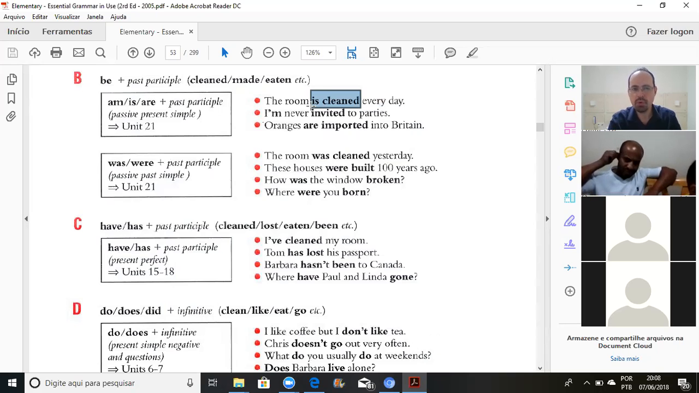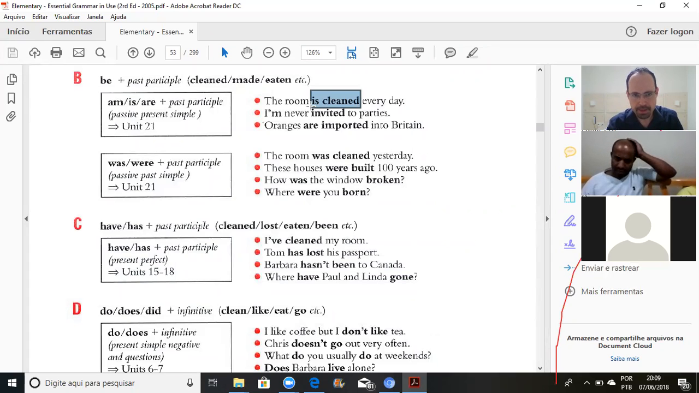The question is, who is cleaning the room every day? For example, I could say, I am cleaning the room every day. Or I could say, I clean the room every day. In this case, I am doing the action. So it would be active. The subject, I, would be doing the action. So the sentence would be active.